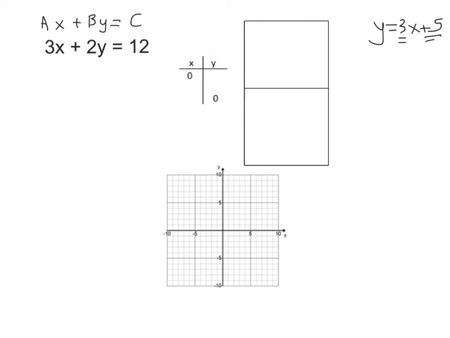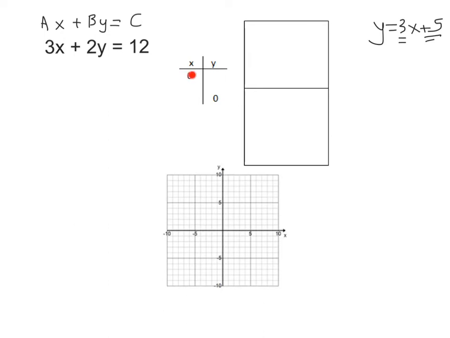So look at this table here. It's just like a table of values like we have already graphed with, but I have a couple of specific values in my table already. I have a 0 in here for x, and a 0 in here for y. Now why do I have that? Well, 0 is a really handy number to use.